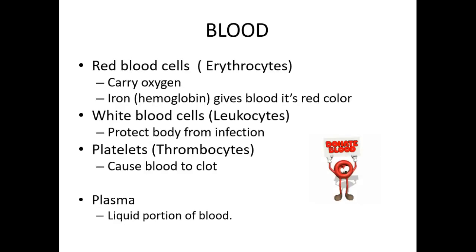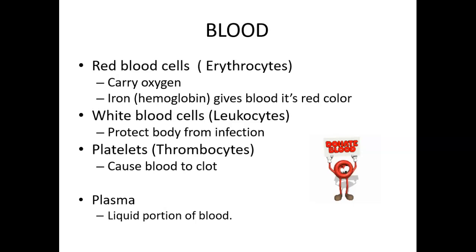So the blood, we have the erythrocytes, which are red blood cells. They carry oxygen. They are made in the bone marrow. The iron gives the blood its red color. Leukocytes are white blood cells. Those help to protect the body from infection. They are produced in the bone marrow, the spleen, and the thymus.